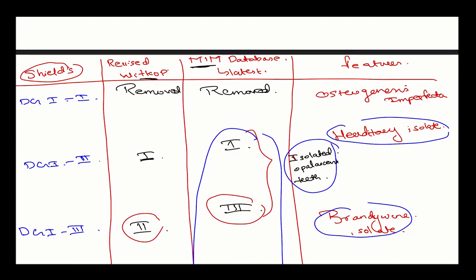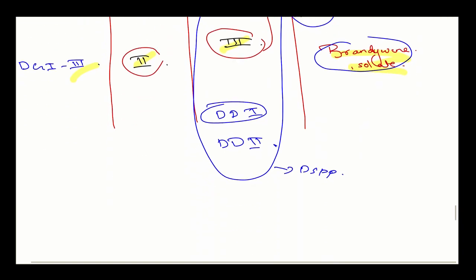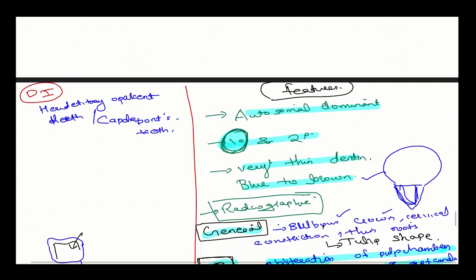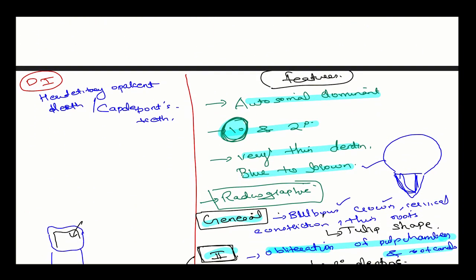Then coming on to the classification, there are 3 types: Shields, Witkop and MIM. Okay, it's 1, 2, 3; 1, 2; and 1, 3. The first one is with osteogenesis imperfecta, while the second and third are without it. Then we have the hereditary opalescent dentine and the Brandywine isolate.